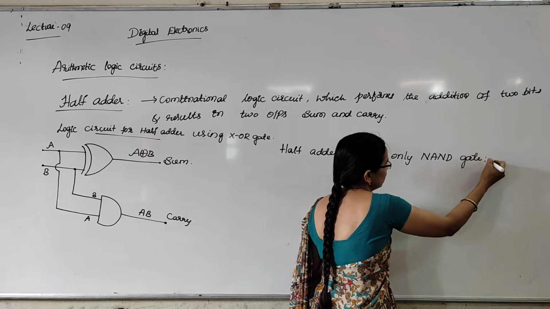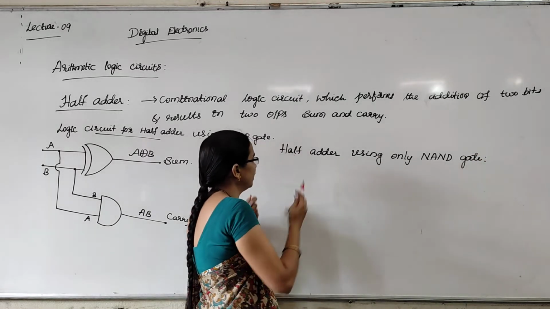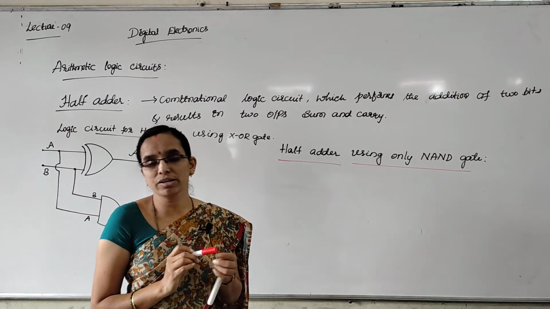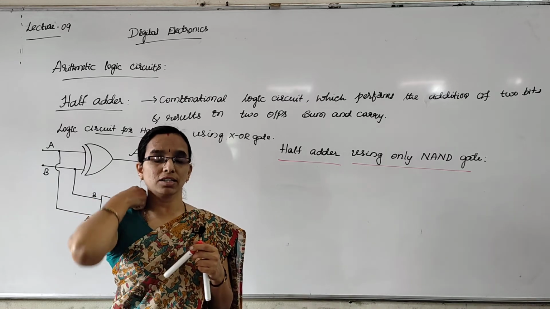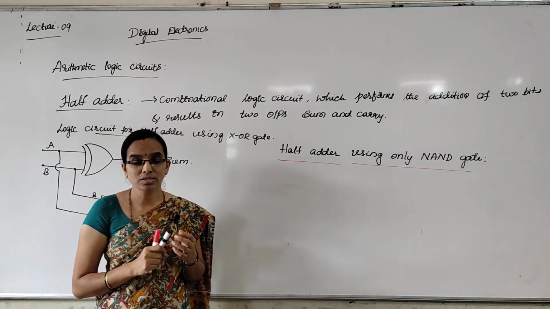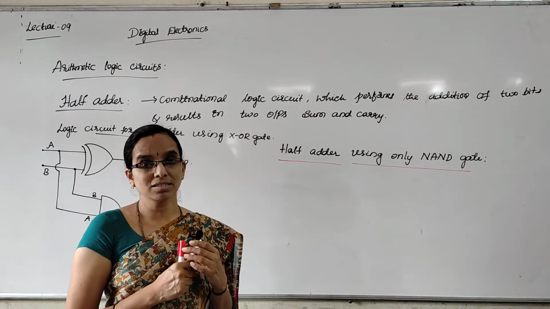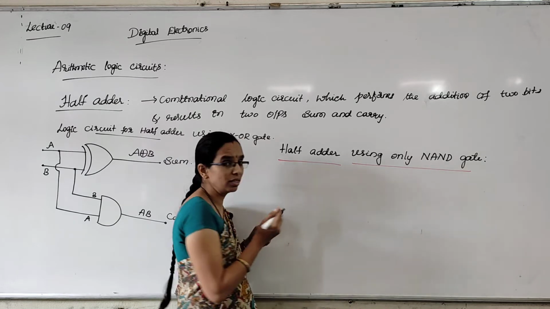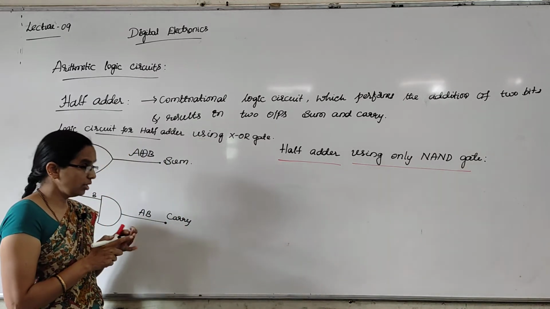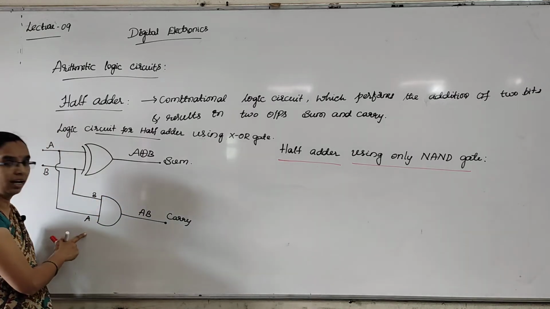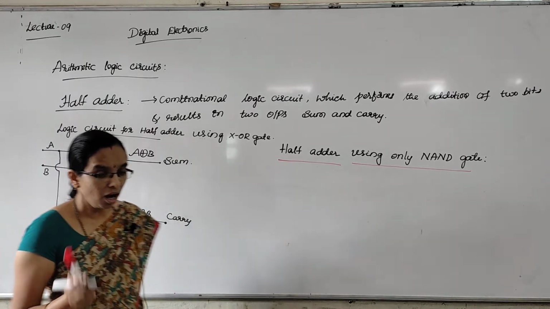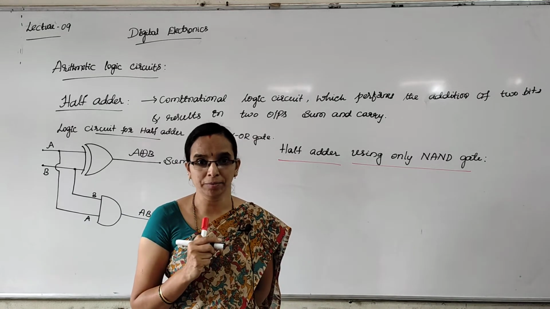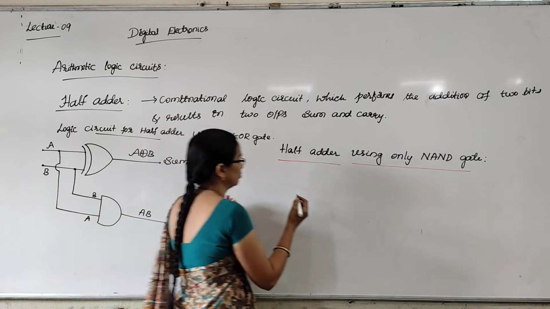NAND gate is a universal gate. Using NAND gate we can construct NOT, AND, OR or NOR gates, we can construct any of the logic functions that we have studied. Why is it called a universal gate? Because using this universal gate we can construct any of the logic functions. So here, using NAND gates, how to construct the logic circuit? See, we need an XOR gate and an AND gate, right? So we know how to draw the NAND gate logic circuit for the XOR gate. So draw that.